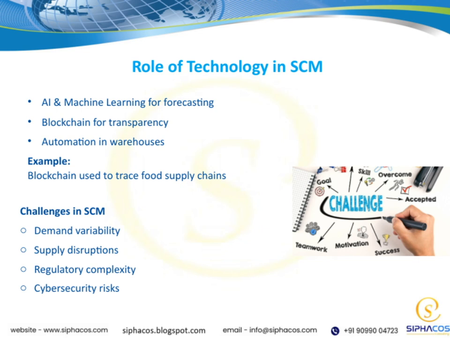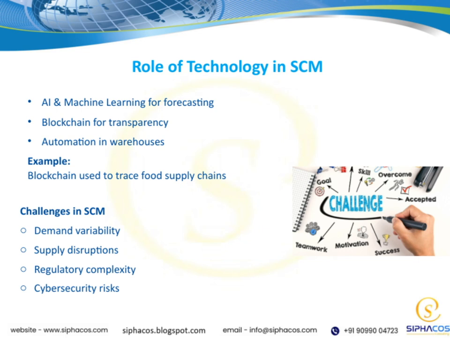Another important innovation is blockchain technology. It offers enhanced transparency across the entire supply chain. For example, blockchain can be used to trace food supply chains, ensuring the origin and safety of products are verified at every step. This builds trust with consumers and helps prevent fraud.